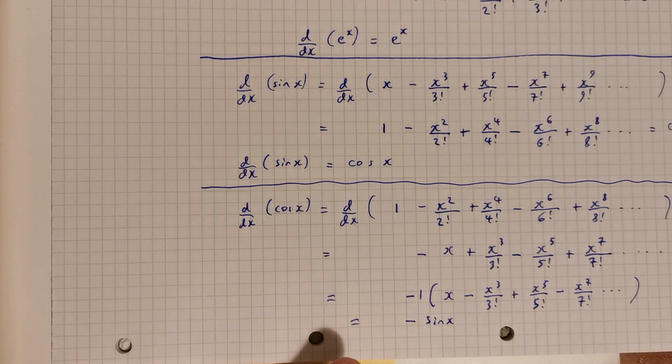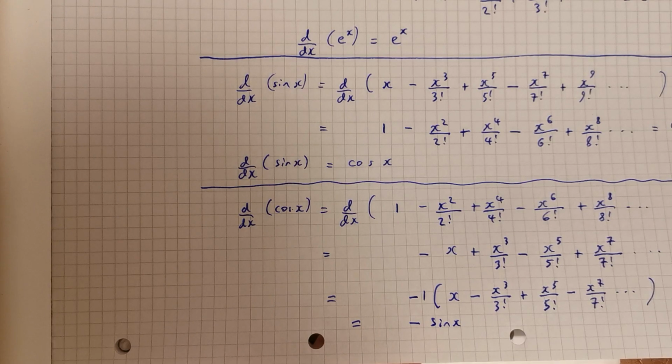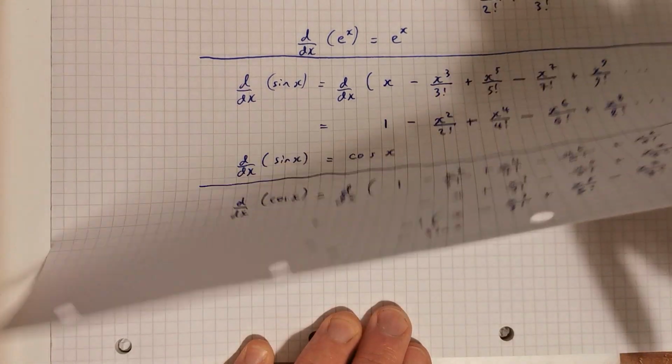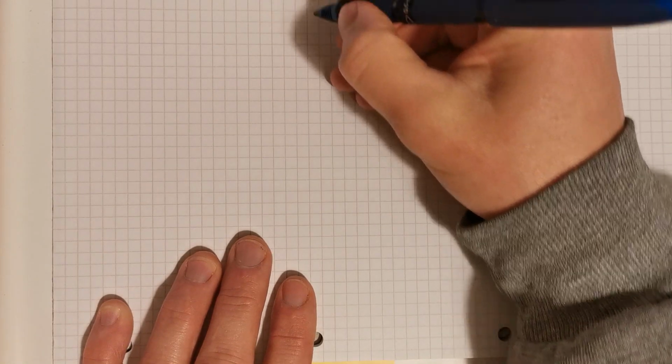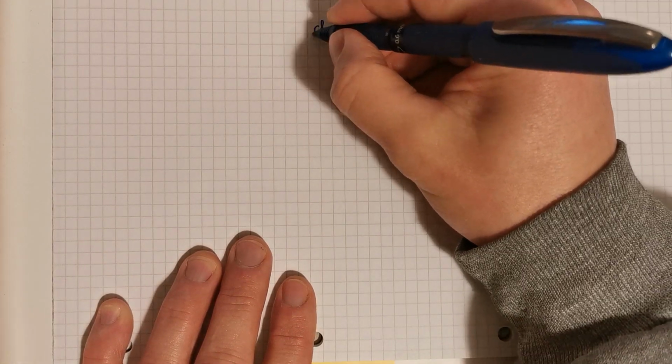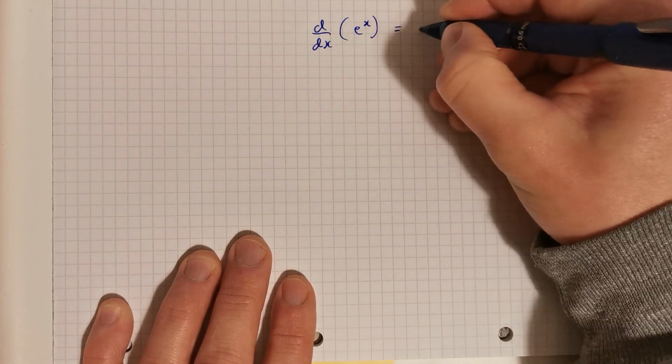Okay, and those are 3 standard derivatives. These are all given in your formula and tables booklet. Let me just formalize that by writing it down here. So let's get rid of this page. The derivative with respect to x of e to the power of x is e to the power of x.